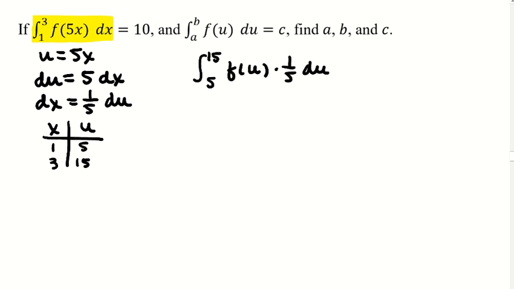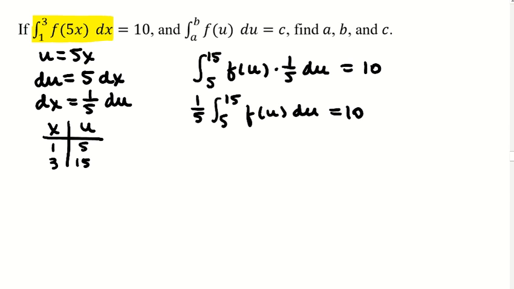And then we know that that's equal to 10. So 1/5 of the integral from 5 to 15 of f of u du is equal to 10. But that's not what we're interested in. We want to know just the integral of f of u du is equal to c. And that's where you could get tripped up on this problem, I think. The first time I saw this problem, that was really confusing to me.